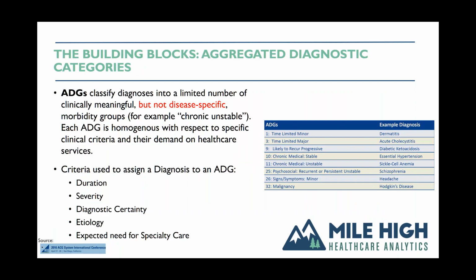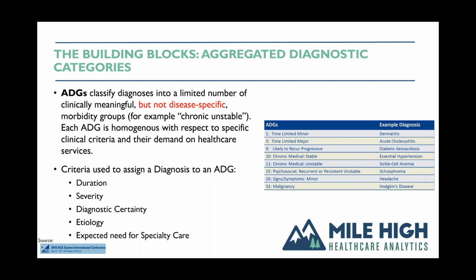So let's talk about some of the building blocks. How do you get to an ACG? There are these categories called aggregated diagnostic categories, or ADGs, and these classify ICD-10 diagnoses into a limited number of clinically meaningful but not disease-specific morbidity groups. You can see some of the categories on the right-hand side of the screen, things like chronic medical stable, likely to recur, psychosocial, and so forth. On the outside, maybe people say, well, there are discrete categories, they must be like HCCs, but they are really not.